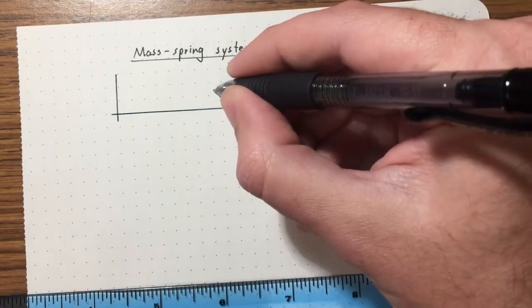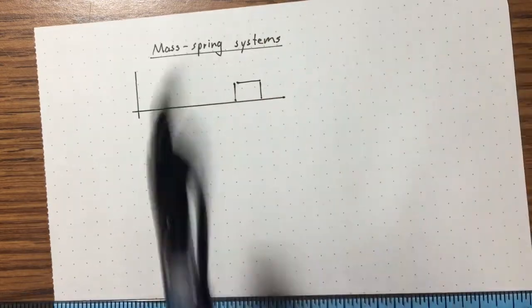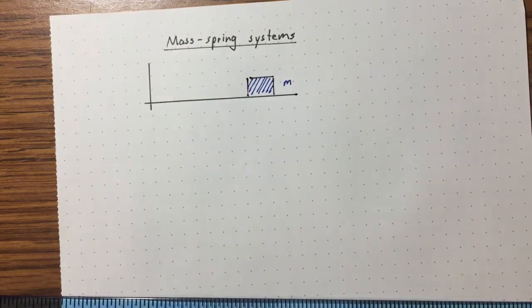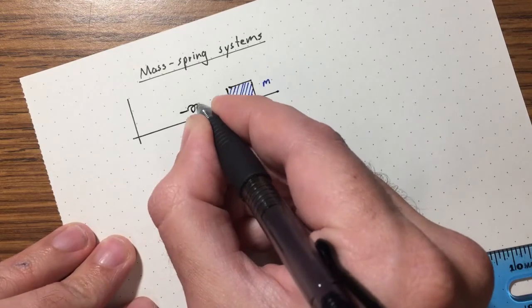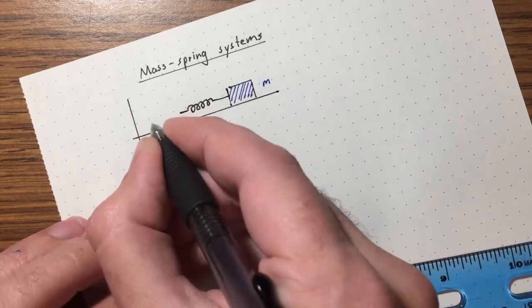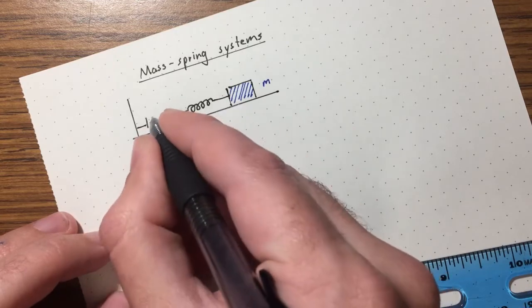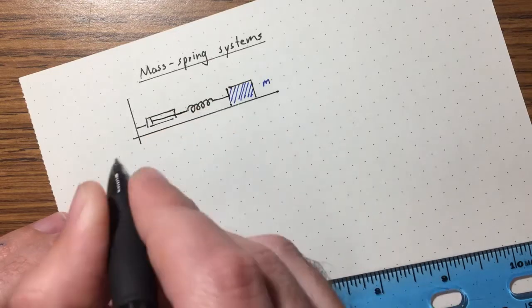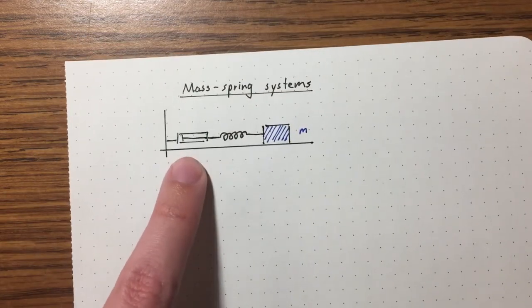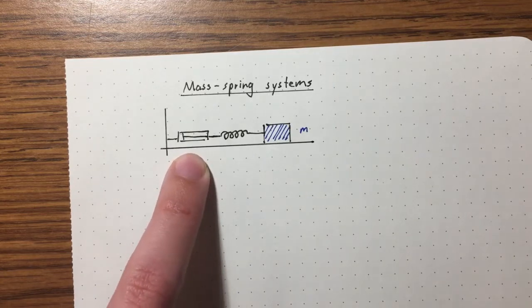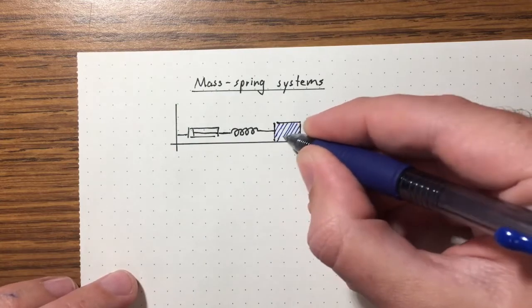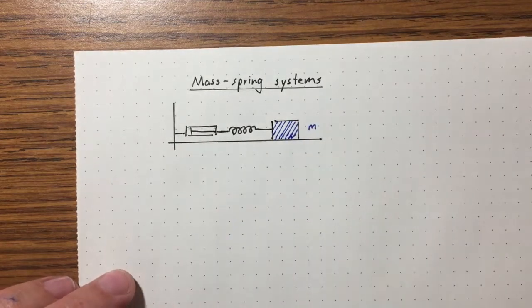So we have a mass here. This is a mass M, and that mass is attached to a spring. And we also had another device here called a dashpot. And essentially what that dashpot did, if you'll remember, is it applied a force that was proportional to the velocity of the object, but acting in the opposite direction. So it would try to slow the movement of the mass.